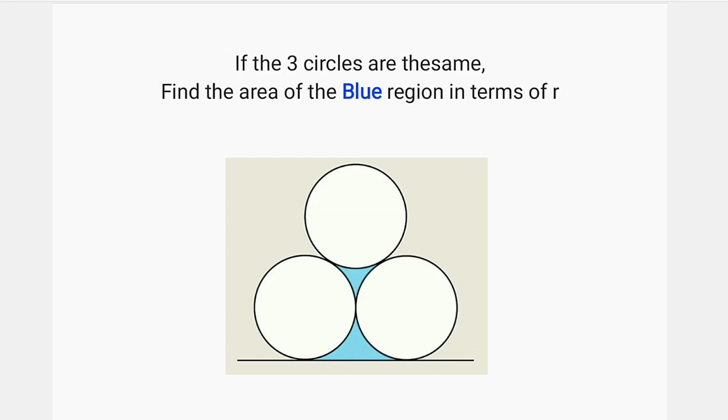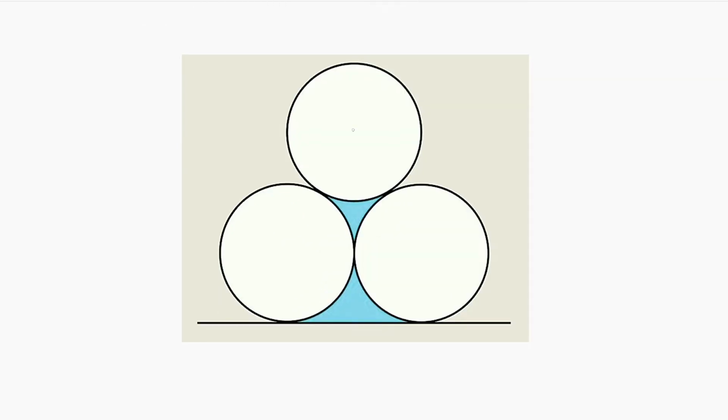Alright, before we start, let me sketch something here. Suppose this is the center of this circle. This one is also the center. This is also the center. I can connect all the centers together. So this to this. This also to this. And lastly, we have this. Alright, we have a triangle here. But because these three circles are identical, this triangle must be an equilateral triangle.